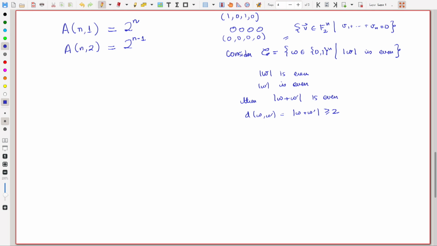So, it is a vector space of dimension n, and then you put one linear equation on it. That means the kernel of a linear functional, so the codimension is 1, which means that the dimension is n minus 1. So, it is just a subspace of dimension n minus 1, and it has 2 to the power n minus 1 elements. So, A(n,2) is 2 to the power n minus 1.